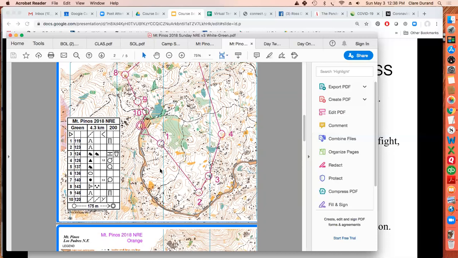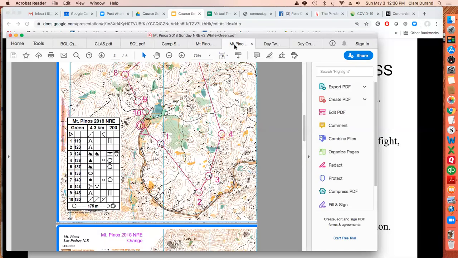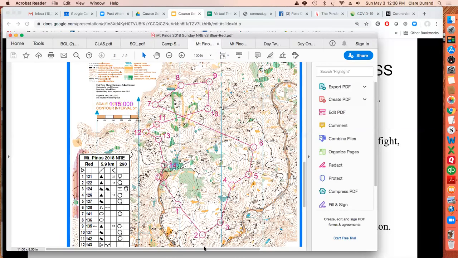Green, okay, green didn't have that number 2. They had a different number 1 and 2, and then they went to 3. Red and blue, so red had a different number 1. This might be the same number 2 as green. No, it's different. So they're going to the same general areas, but to different things.